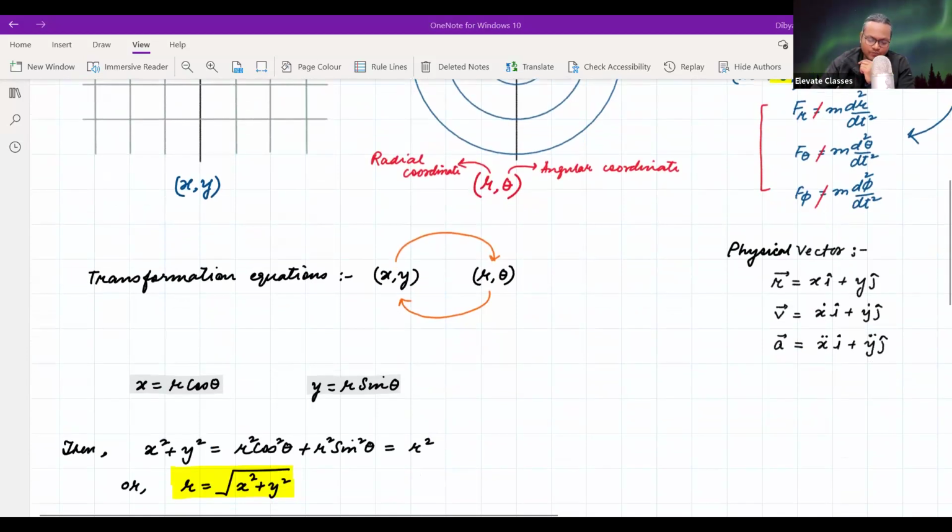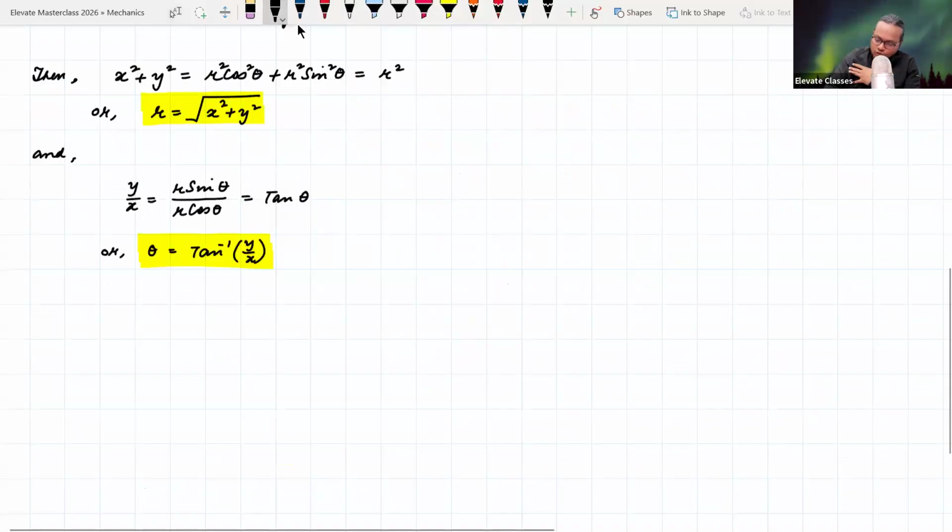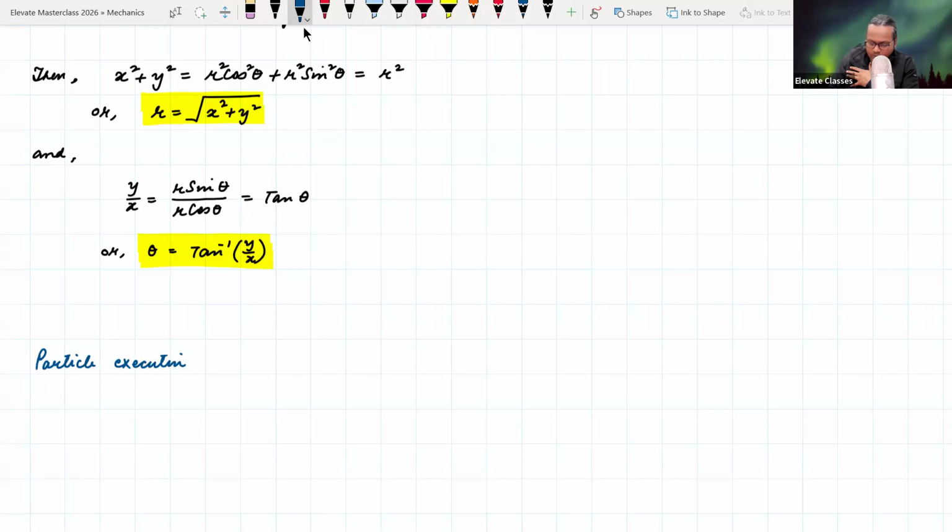But let me derive it for you. Let me derive it. Particle executing motion along a trajectory.